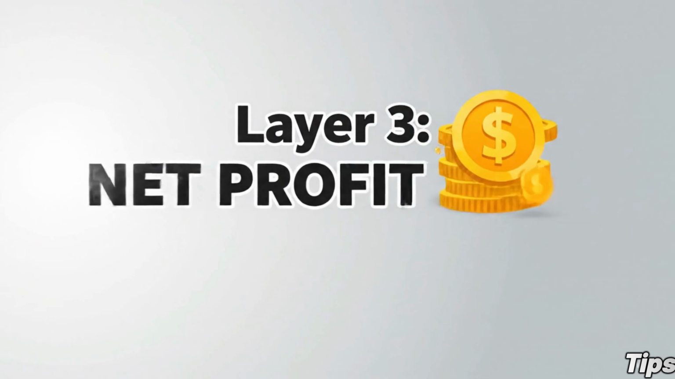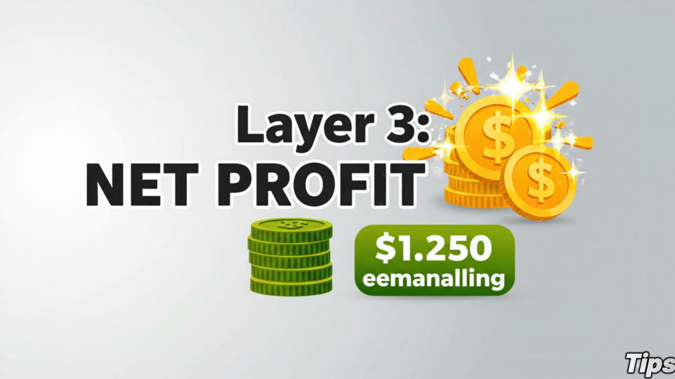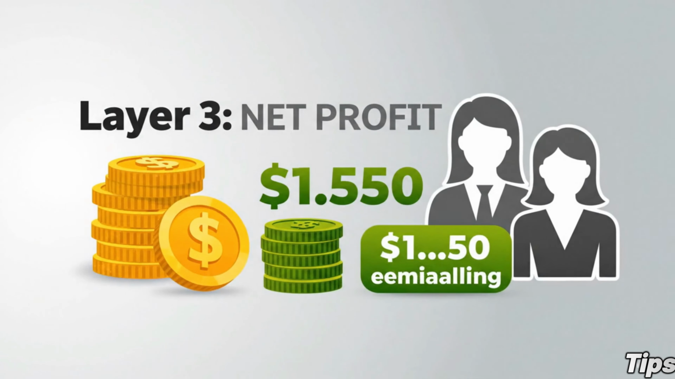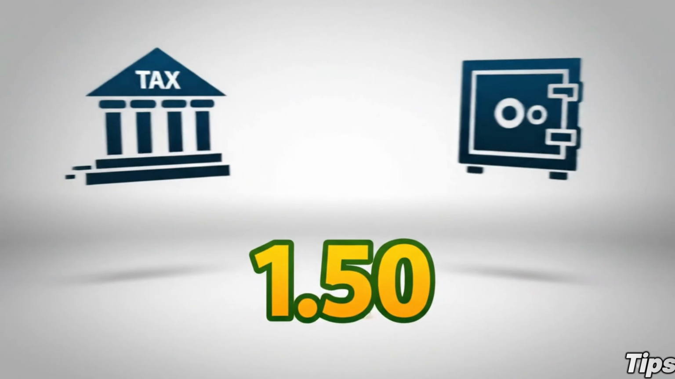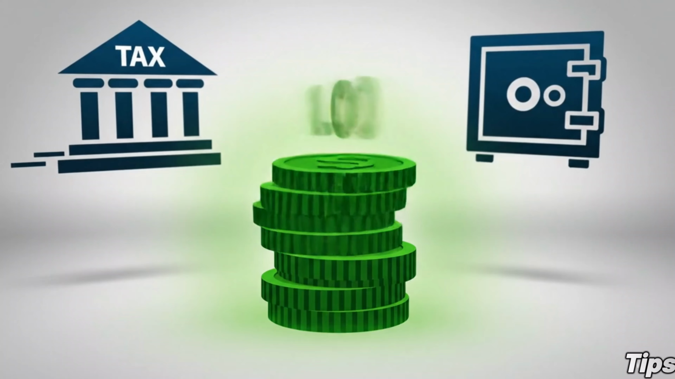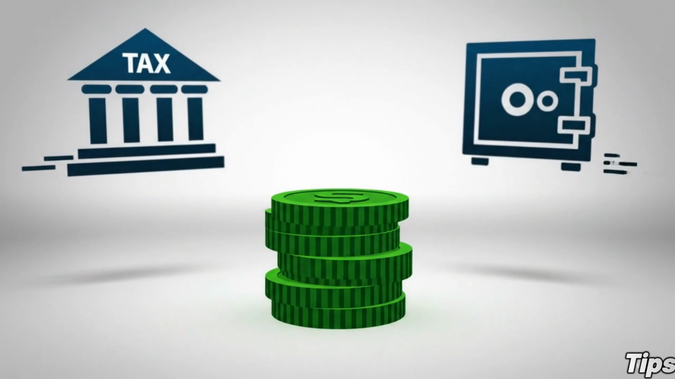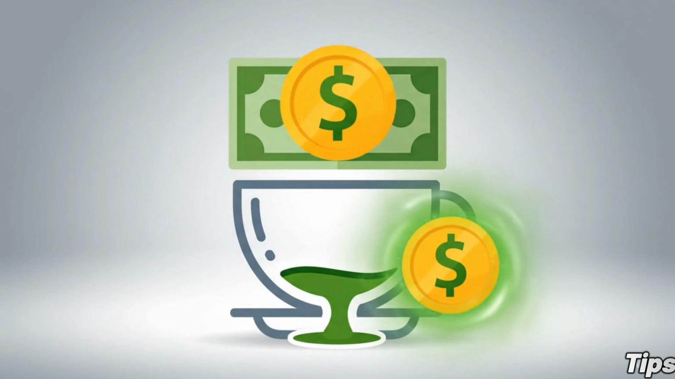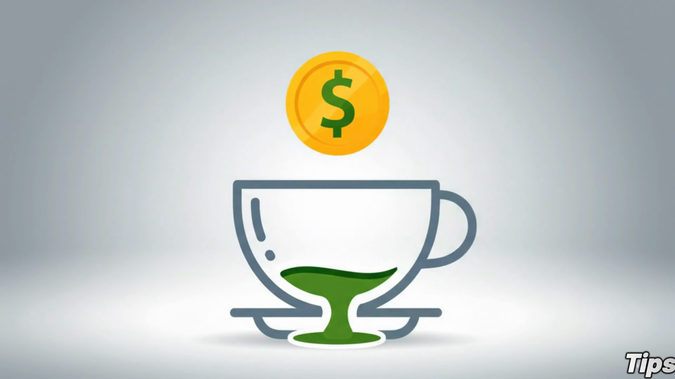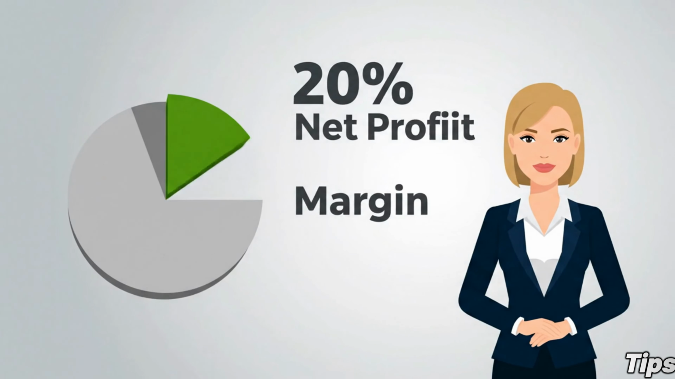Finally, we arrive at the bottom line, net profit margin. Even with $1.50 left, you still have 2 partners to pay. You must pay the government, taxes, and the bank, interest. From that $1.50, the taxman and bank might take 50 cents. This leaves you with a final $1. You sold the cup for $5, but you kept $1. This is a 20% net profit margin.